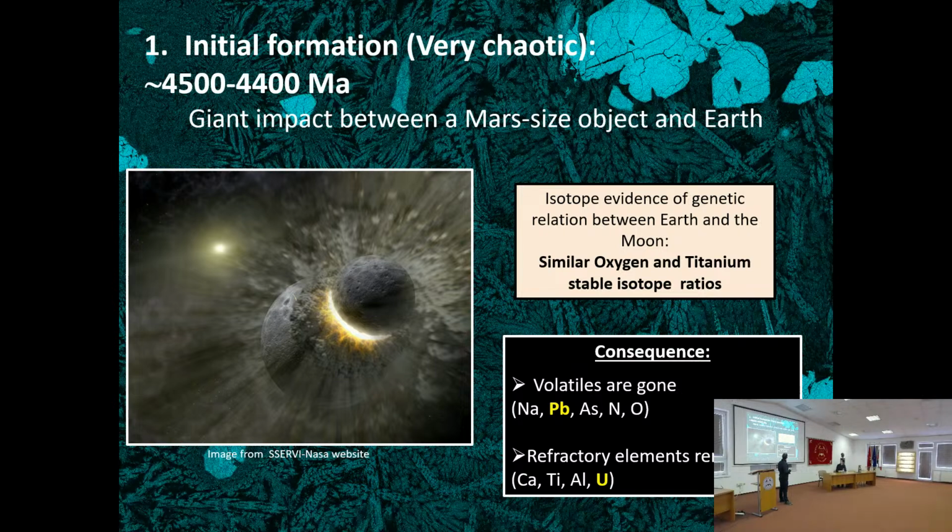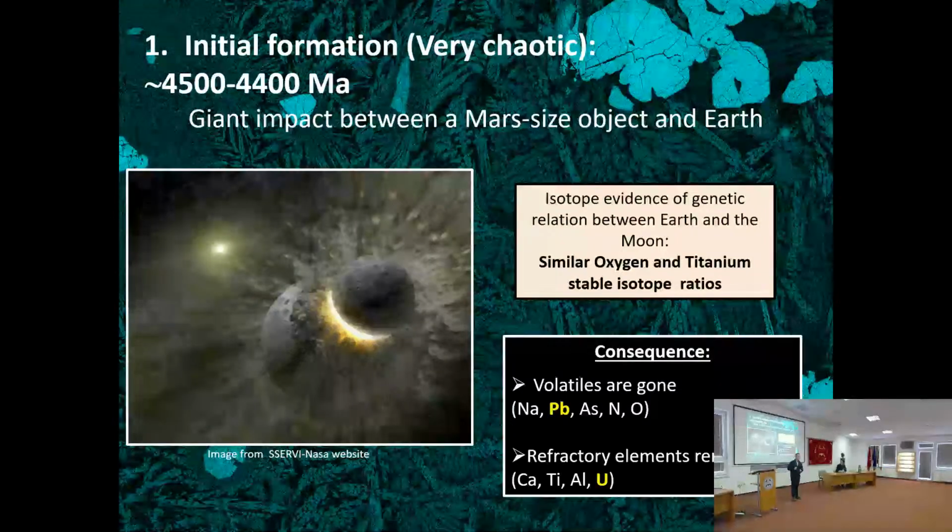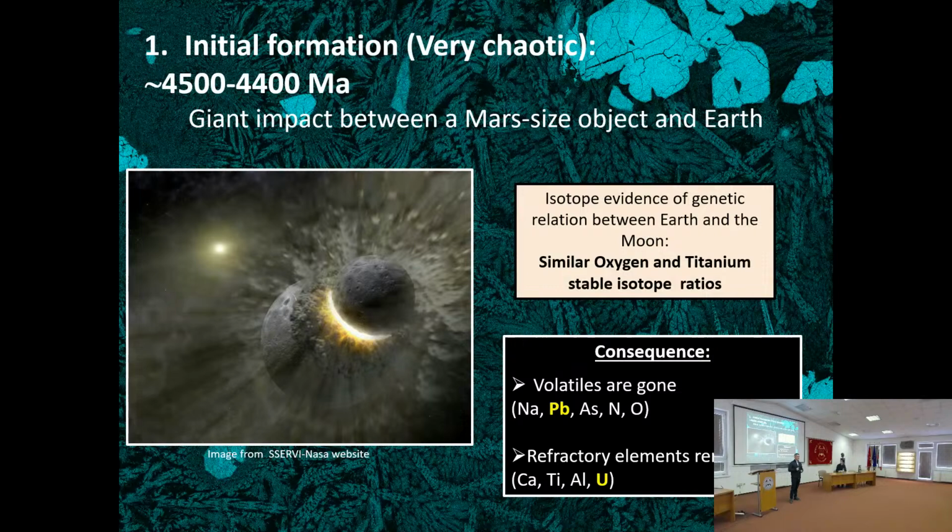Well, everything started in a very chaotic way. About 4,500 to 4,400 million years ago. We actually don't really know. So what happened? We have a giant impact between Earth and an object the size of Mars. We have evidences of that because we have oxygen and titanium stable isotopic ratios for the moon that are similar to those we can measure on Earth.